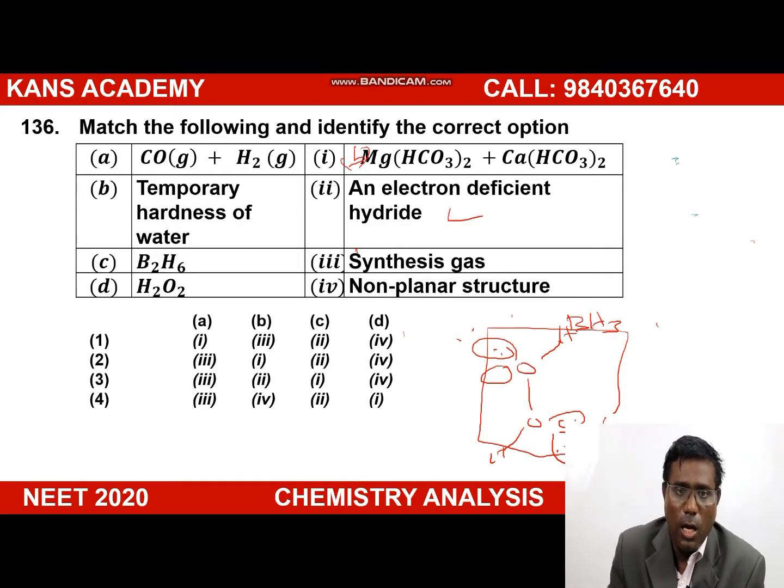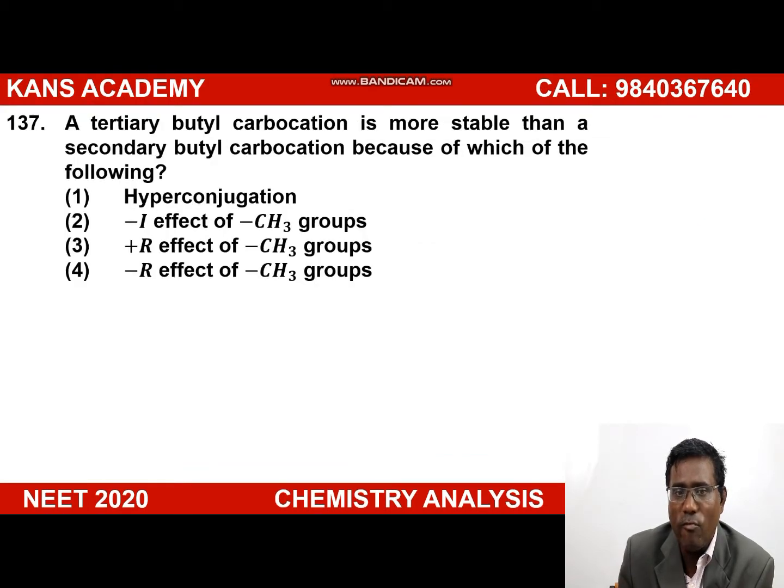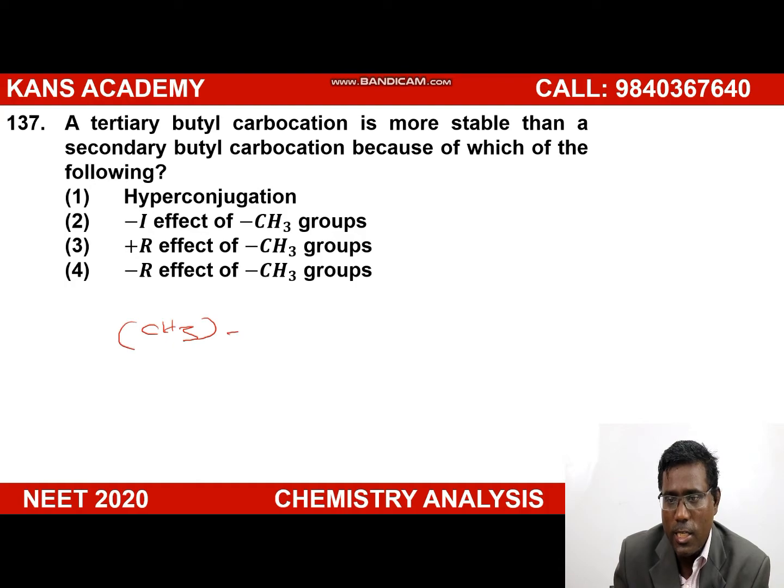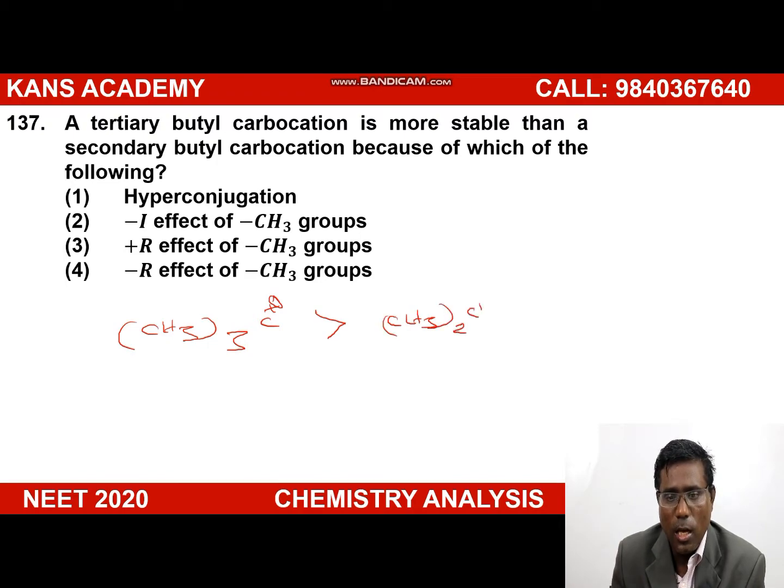Next, a tertiary butyl carbocation is more stable than a secondary butyl carbocation because of which of the following? The carbocation stability order is well established. Tertiary butyl carbocation is more stable than secondary carbocation, which is more stable than primary carbocation. This is a well established stability order. This will be explained based on the hyperconjugation effect.